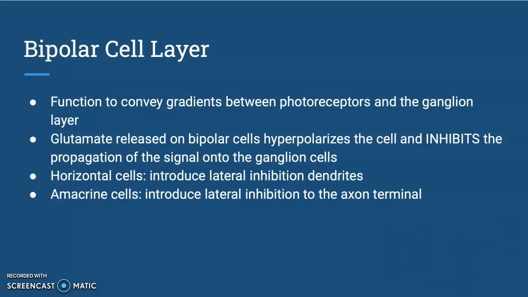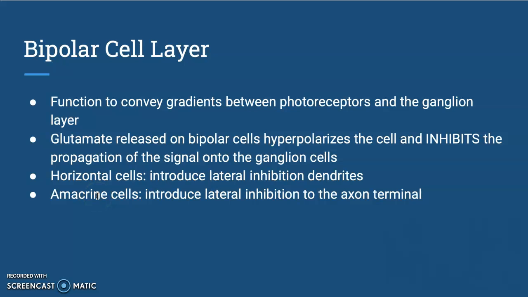We next move into the bipolar cell layer. This cell layer functions to convey gradients between photoreceptors and the ganglion layer. So between the rods and cones into the next ganglion layer, which will eventually lead to the optic nerve and to the brain. Glutamate released on these bipolar cells hyperpolarizes the cell, and this functions to inhibit the propagation of the signal onto the ganglion cells. And we'll break that down a little bit more when we move into the physiology of the retina.